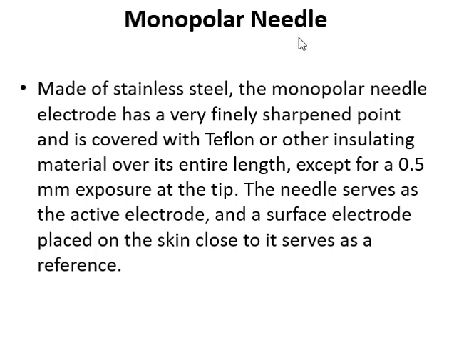And the next one is the monopolar needle. The monopolar needle is made up of stainless steel. The monopolar needle electrode has a very finely sharpened point and it is covered with Teflon or other insulating material over its entire length except for a 0.5 mm exposure at the tip. The needle serves as the active electrode and the surface electrode placed on the skin close to it serves as a reference.